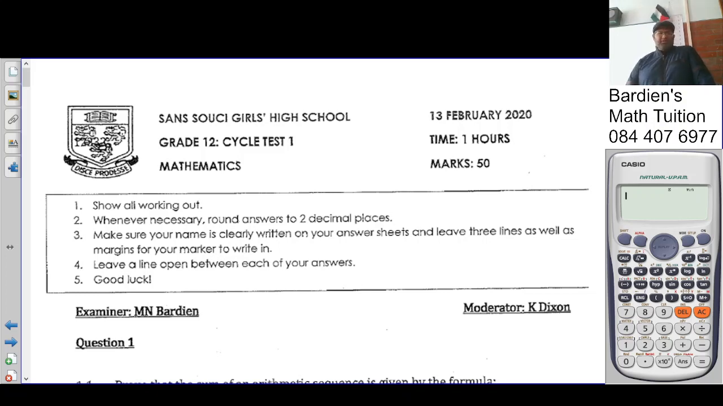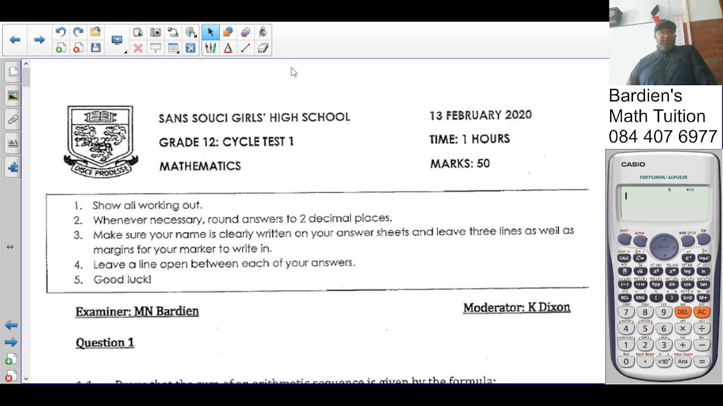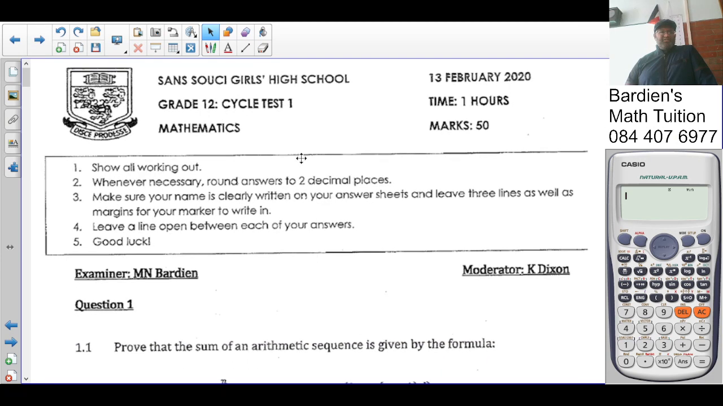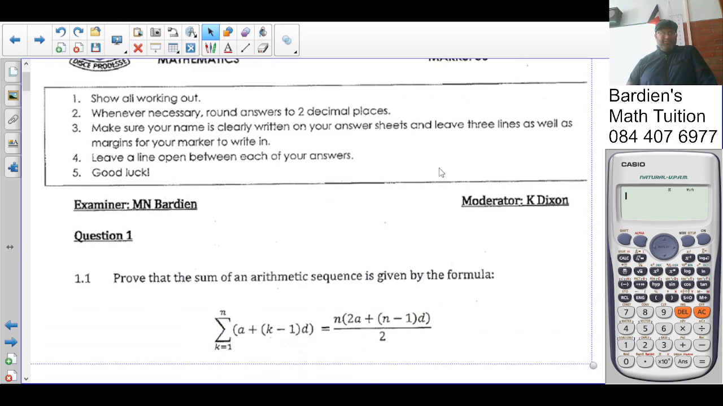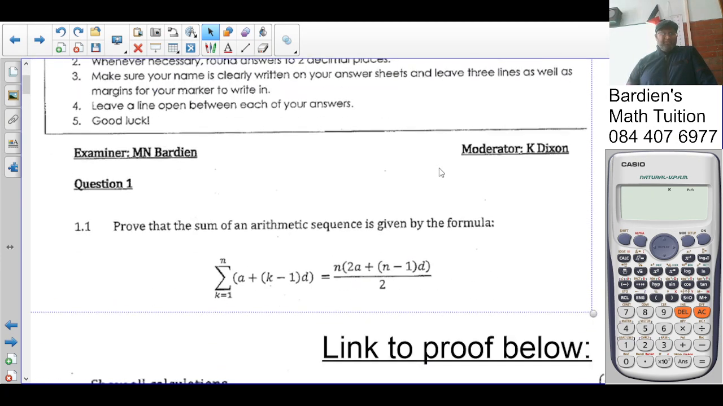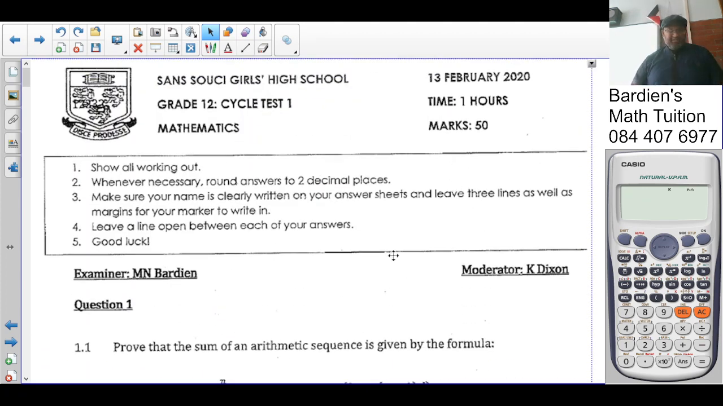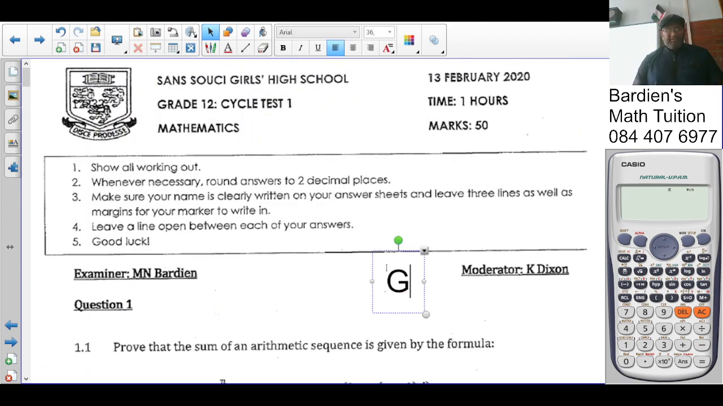Okay, good morning, class. So at this point we're looking at the Sansuzi cycle test 1 of 2020. So it's the grade 12 cycle test 1 of 2020.